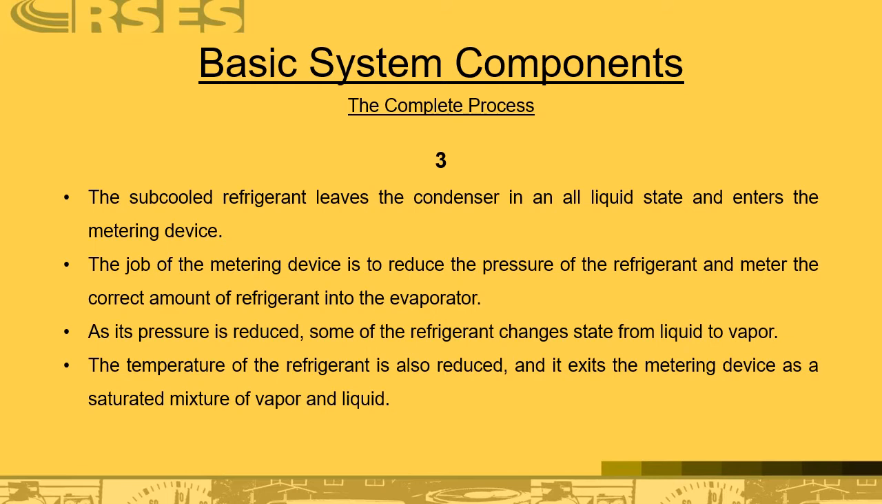The job of the metering device is to create a pressure drop of the refrigerant and meter the correct amount of refrigerant into the evaporator. As its pressure is reduced, some of the refrigerant changes from a liquid to a vapor. The temperature of the refrigerant is also reduced, and it exits the metering device as a saturated mixture of vapor and liquid.